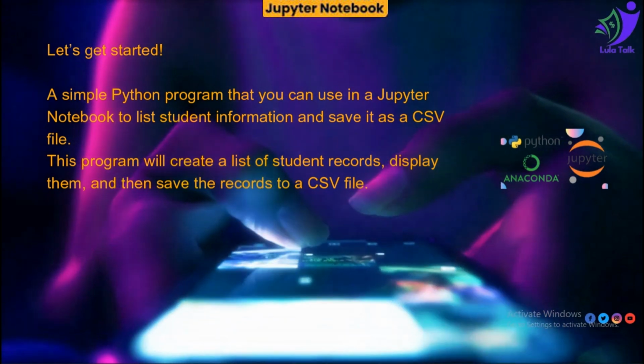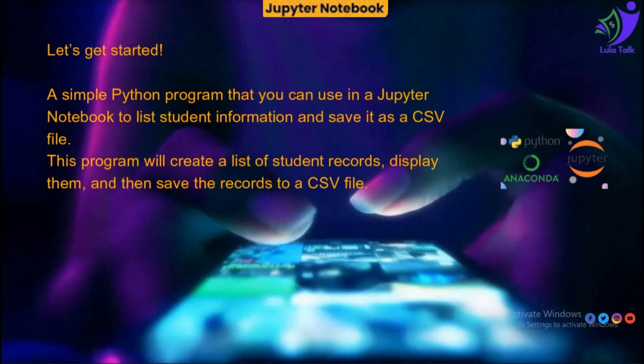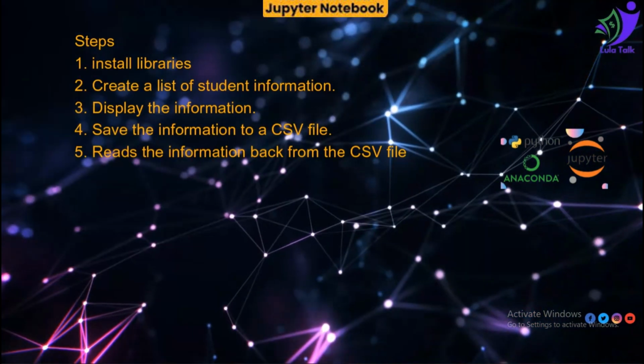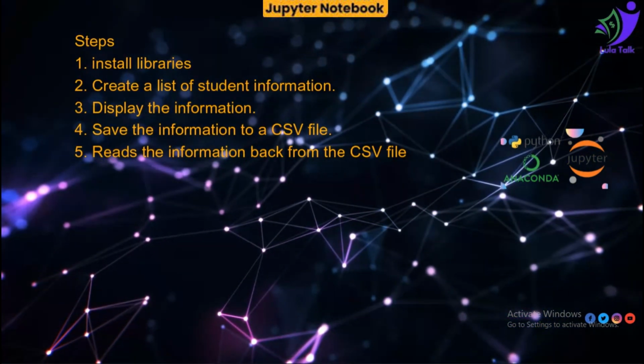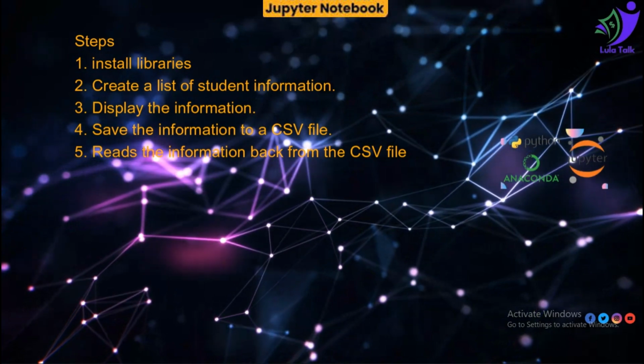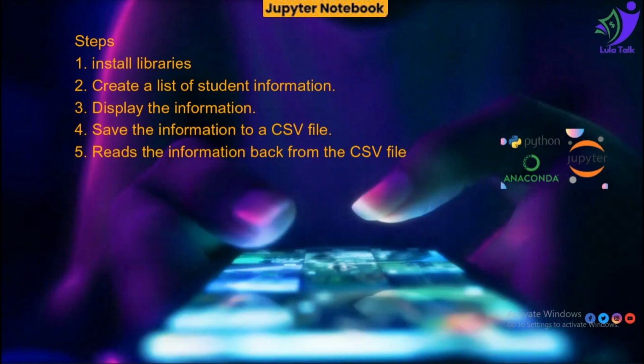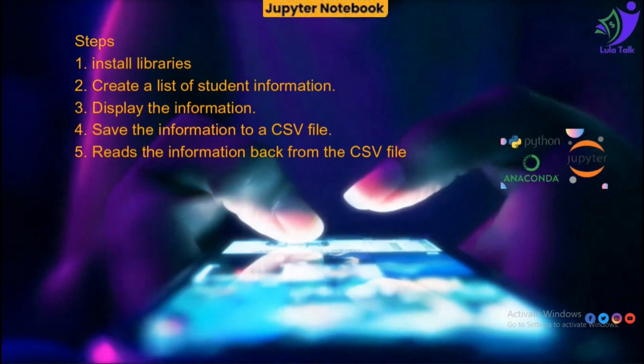This program will create a list of student records, display them, and then save the records to a CSV file. Step-by-step Python program. Create a list of student information. Display the information. Save the information to a CSV file. Reads the information back from the CSV file and displays it.